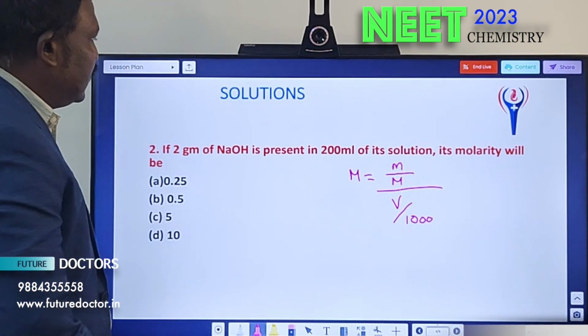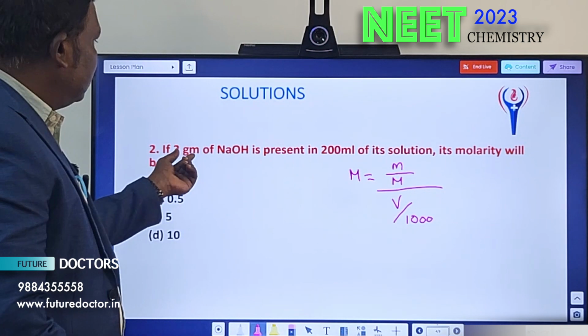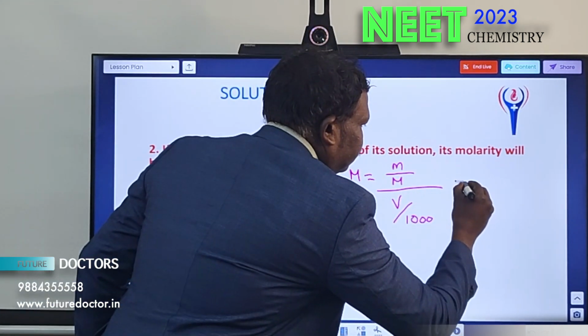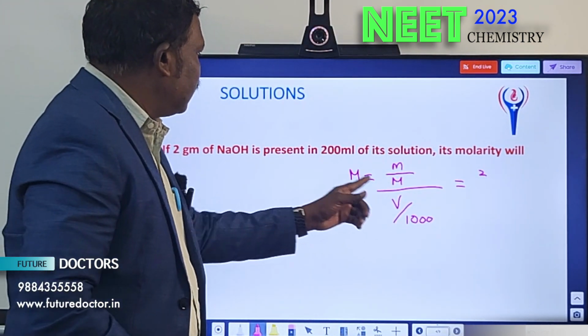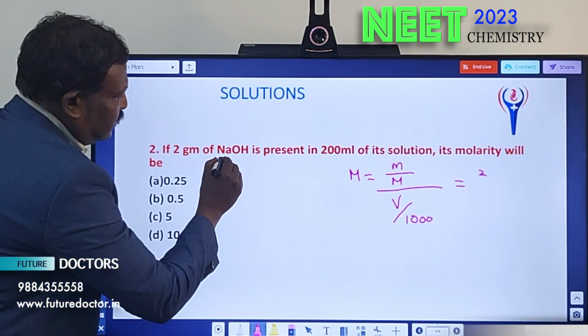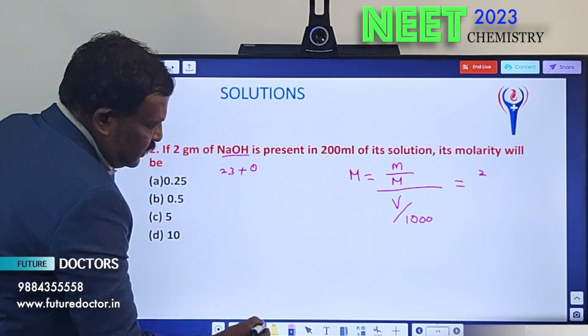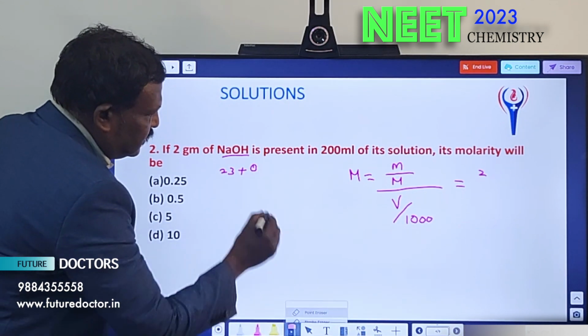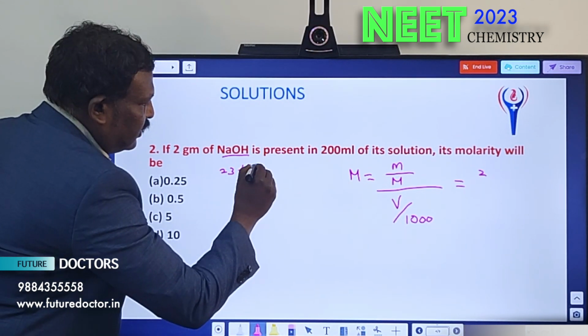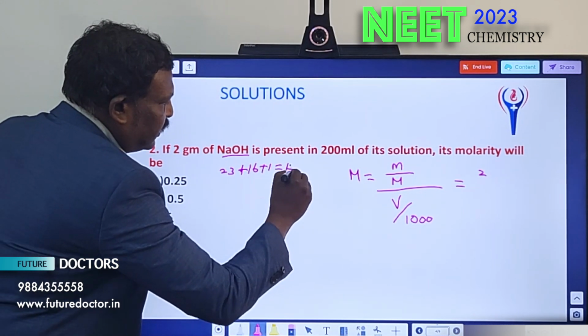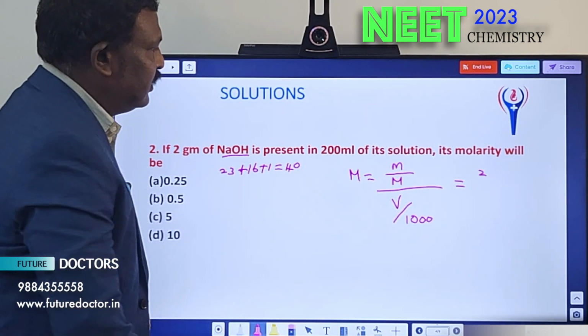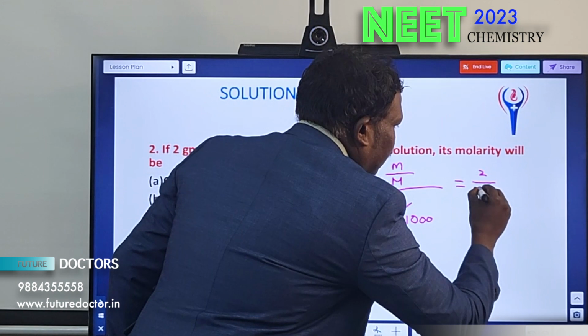Here everything is given: 2 gram. Mass by molar mass. The molar mass of sodium hydroxide is 23 plus oxygen 16 plus 1, and we get 40. So 2 by 40.